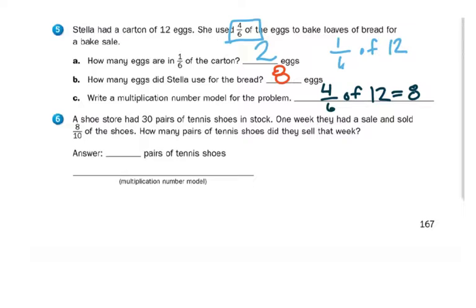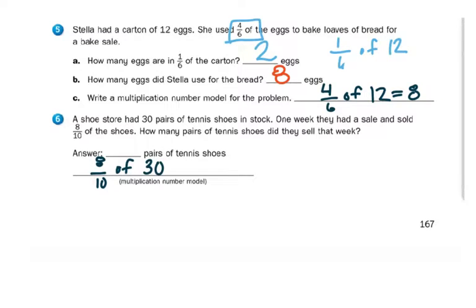Number 6, a shoe store had 30 pairs of tennis shoes in stock. One week, they had a sale and sold 8/10 of the shoes. How many pairs of tennis shoes did they sell that week? Well, first of all, I'm actually going to start with the number model. So I'm going to take 8/10 of 30.